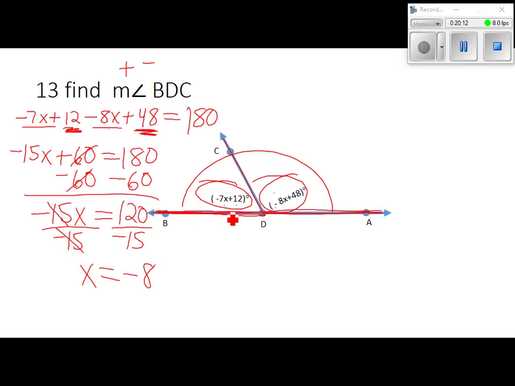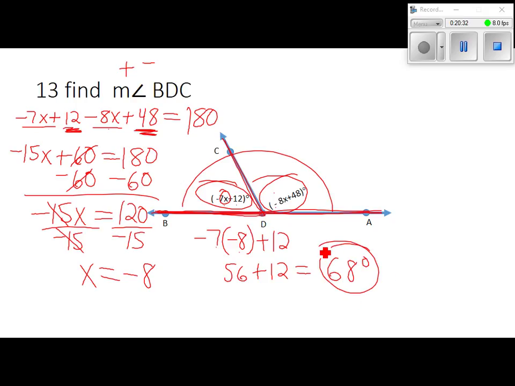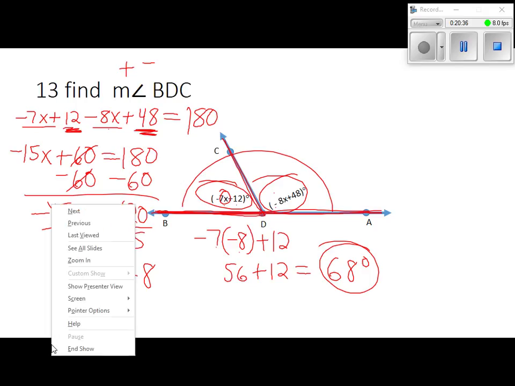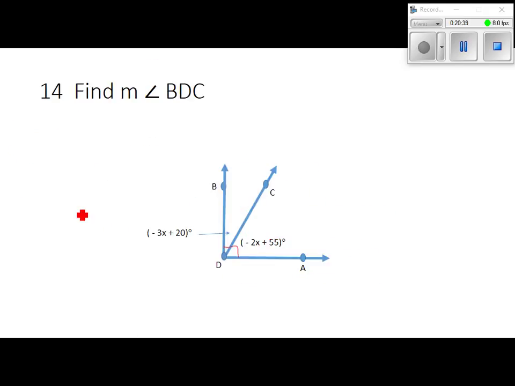They didn't ask us find x, they asked us find this angle, so we need to plug in there. Negative 7 times negative 8 plus 12. We just took out that x right there and stuck negative 8 in its place. Negative 7 times negative 8 is positive 56 plus 12 gives you 68. So that angle would be 68 degrees. Hopefully that's one of the answers on there. 68 degrees.